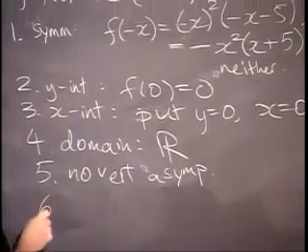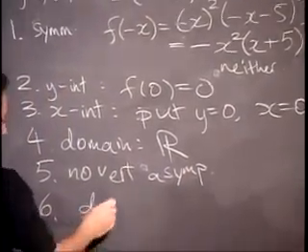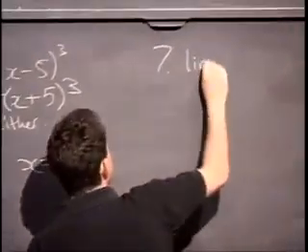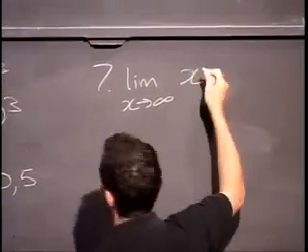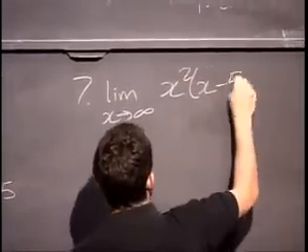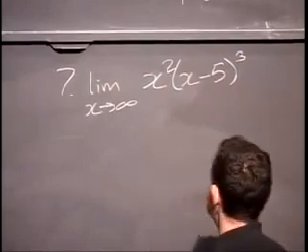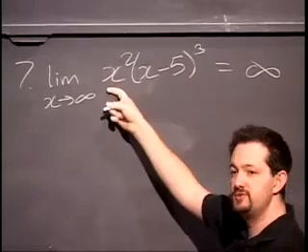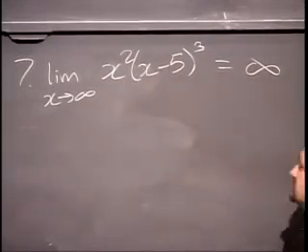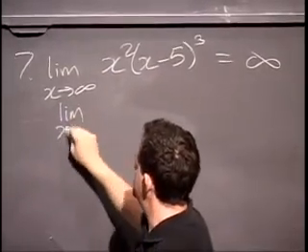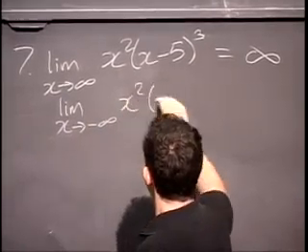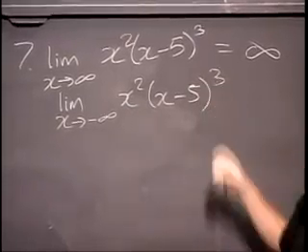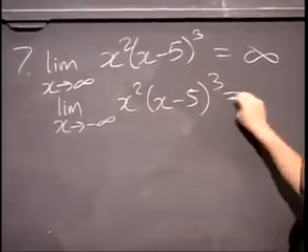As for step 6, we've already done that. I'll expose it in a few seconds. Step 7, limit as x goes to infinity of x squared times (x minus 5) all cubed. Well, that's infinity. Why? Well, when x is huge, x squared is huge, x minus 5 all cubed is huge, the product is huge. How about the negative infinity version? Well, now we have to be a little careful. This is huge positive, but because this is a negative number cubed, it's going to be a huge negative number. So this is minus infinity.